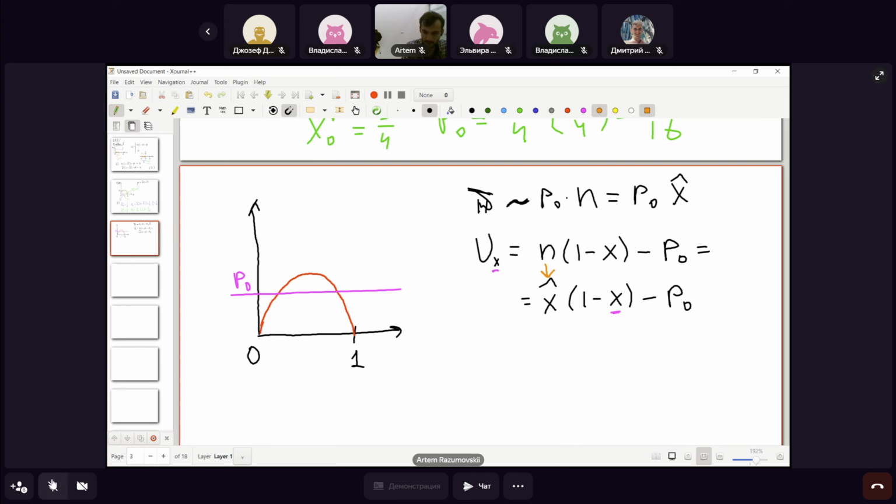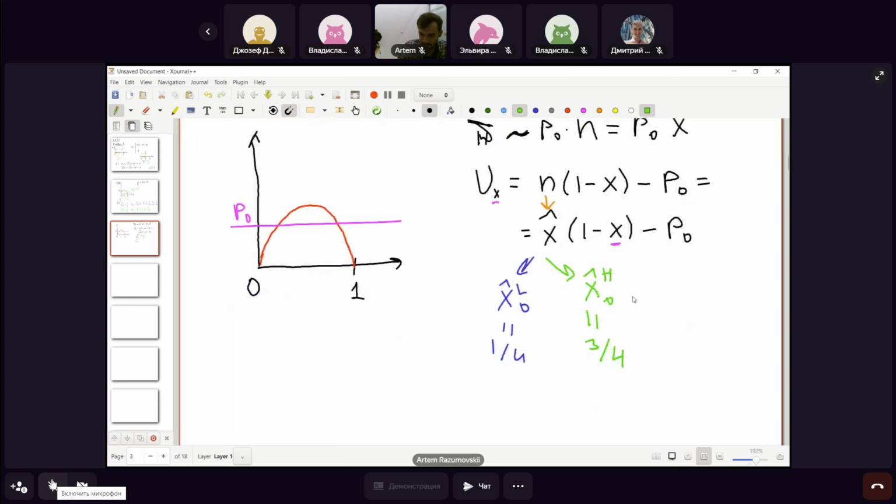Because in our setup, right, x hat can be either x hat high, zero, right, and the second one was x hat low, zero. We already chose them, right? This 1/4, this 3/4. But x can be anything from 0 to 1.